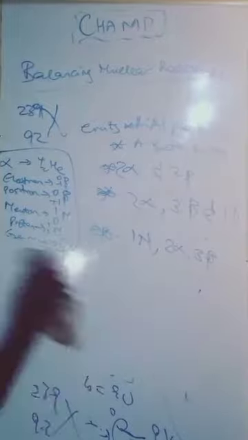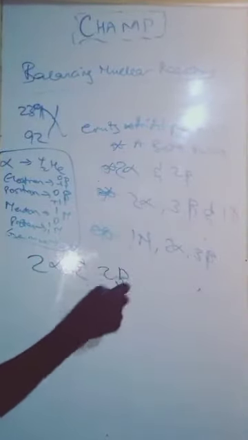Then we just quit 3 to 5 past questions. So yes, the next one: 2 alpha and 2 beta.